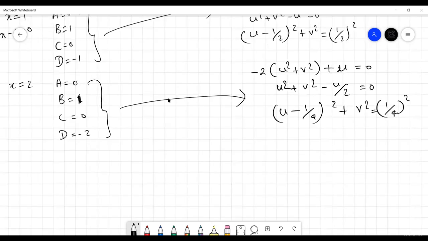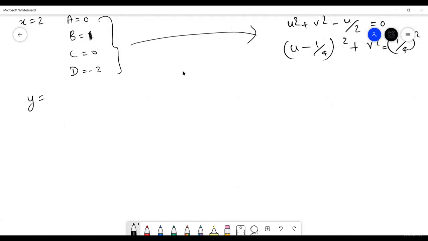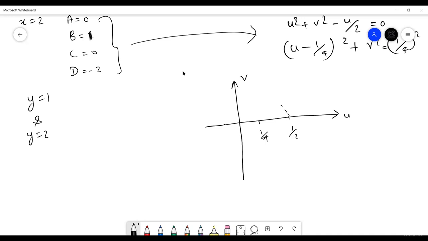Similarly, you have to do this for y equal 1 and y equal 2. After doing this, you have to plot this in your u, v plot, right? So this circle is a smaller one, it's 1 by 4, and here it is half. So this would be something like this with a solid line, because it's x equal 1, so here also a solid line. The next one is with radius half, so it is a bigger circle, something like this. And you have to draw the other two also and complete the figure, right?